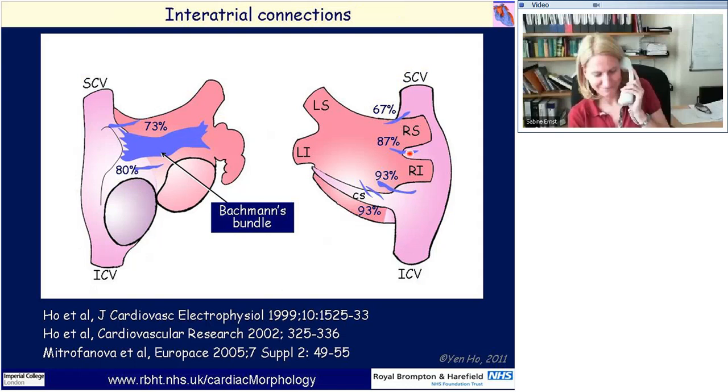But there are also various muscle strands, sometimes thinner and more slender, some bigger and broader, connecting, for example, the right superior pulmonary vein to the back of the superior caval vein, or the left atrium to the intercaval area of the right atrium, or between the coronary sinus and the left atrial musculature. These percentages were taken from a series of heart specimens we dissected out.